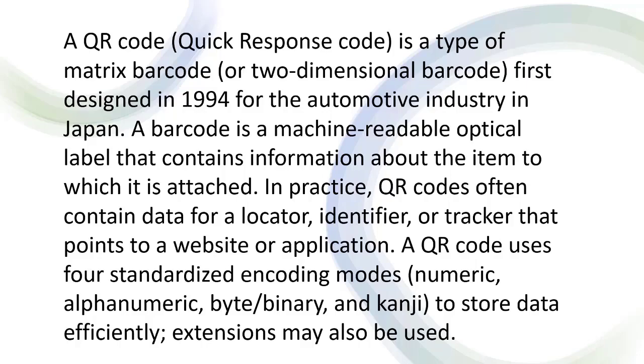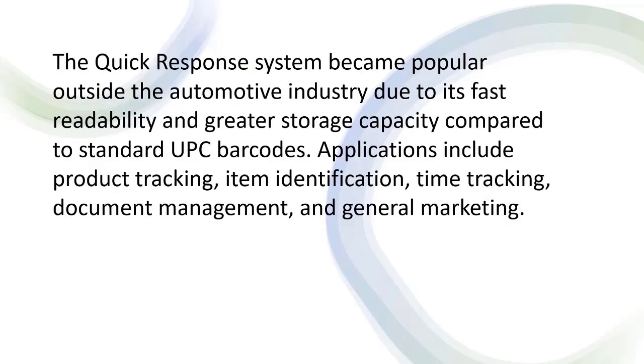A QR code uses 4 standardized encoding modes: numeric, alphanumeric, byte and binary, and kanji, to store data efficiently. Extensions may also be used. The quick response system became popular outside the automotive industry due to its fast readability and greater storage capacity compared to the standard UPC barcodes. Applications include product tracking, item identification, time tracking, document management, and general marketing.